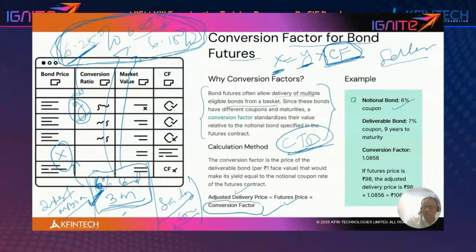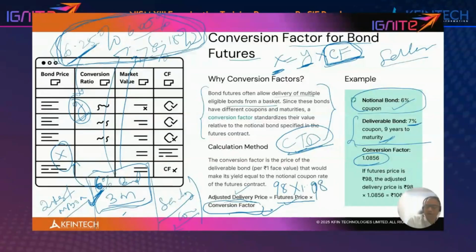A bond of 6% coupon. Deliverable bond is 7%. So I entered into a coupon of 6%, but in the basket, the coupon is 7%. So over here, the bond is of 7%. Conversion factor is 1.0856. So the future price calculation is like this. Adjusted delivery price is futures price into the conversion factor. So whatever will be the future price over here, say 98 into the conversion factor, 1.0856. That will be my future price. So we'll see the example for this.